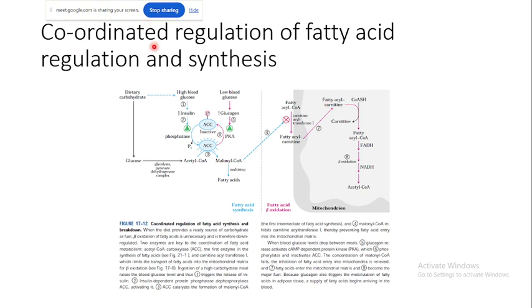High blood glucose level will inhibit the beta oxidation and will activate the fatty acid synthesis, and at low blood glucose level, when you need energy, fatty acid biosynthesis will be reduced and fatty acid beta oxidation will be activated to get energy, right? That's how fatty acid breakdown and fatty acid synthesis are coordinately regulated.